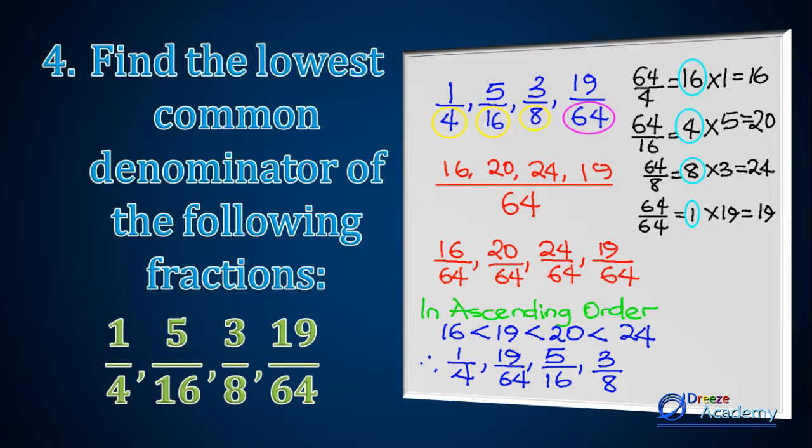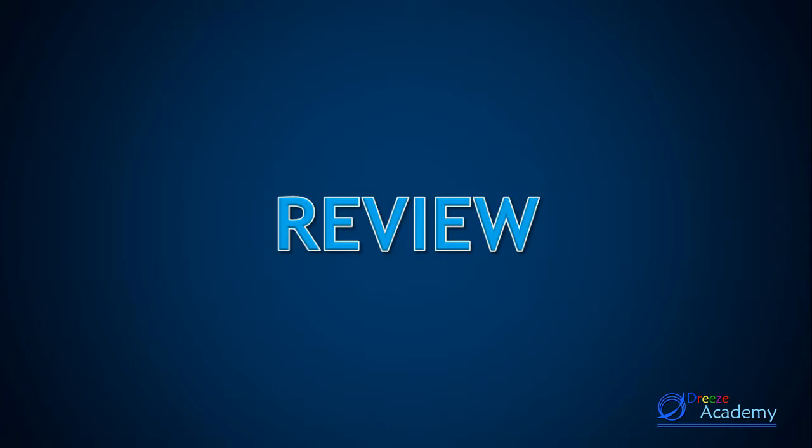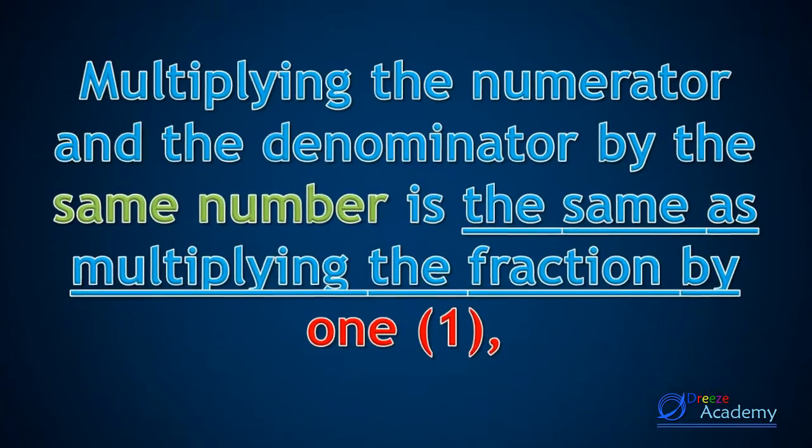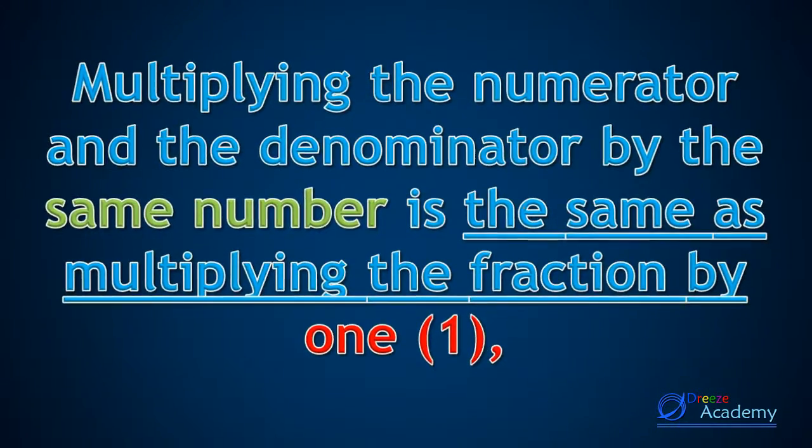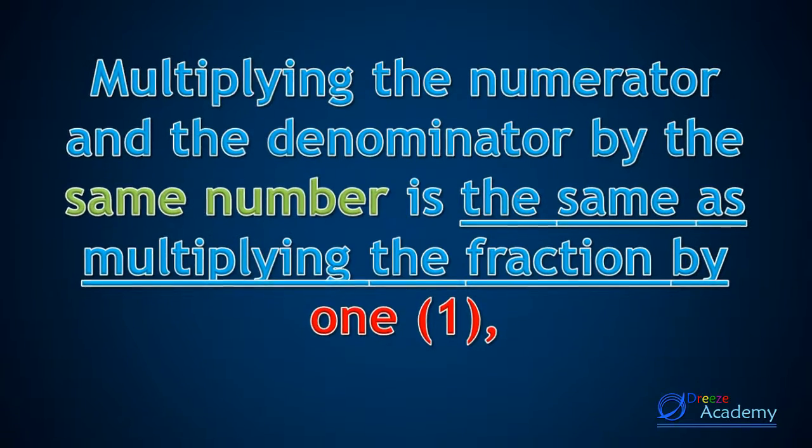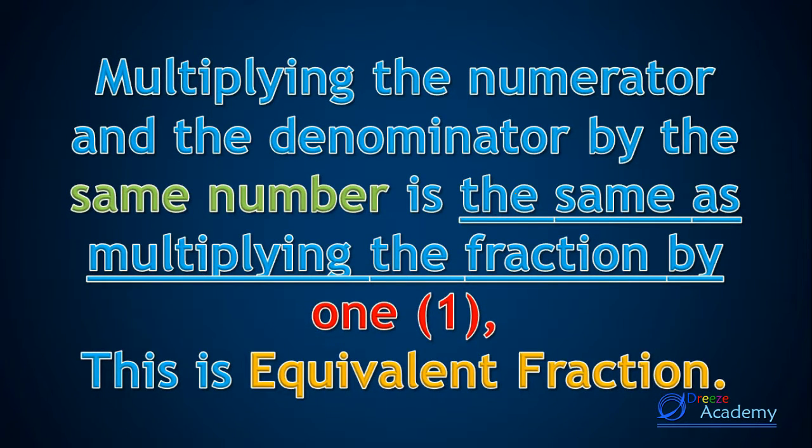Okay, having said this, let's go over what we've just learned. Multiplying the numerator and the denominator by the same number is the same as multiplying the fraction by 1. This is equivalent fraction.